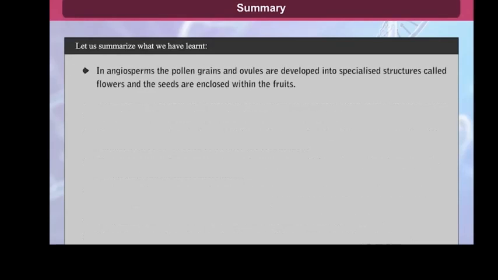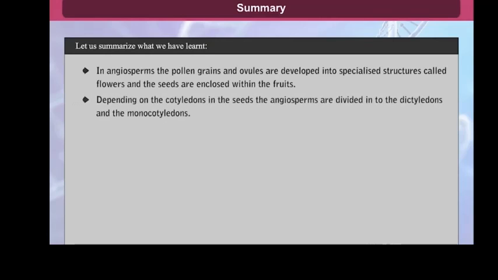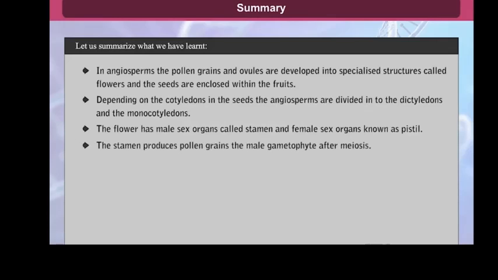In angiosperms, the pollen grains and ovules are developed into specialized structures called flowers, and the seeds are enclosed within the fruits. Depending on the cotyledons in the seeds, the angiosperms are divided into the dicotyledons and the monocotyledons. The flower has male sex organs called stamen and female sex organs known as pistil. The stamen produces pollen grains, the male gametophyte, after meiosis.